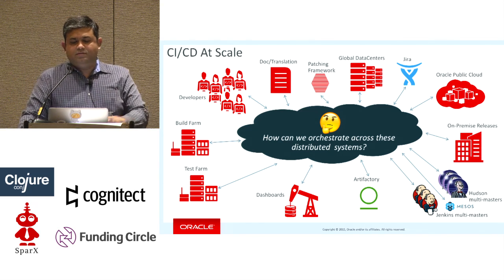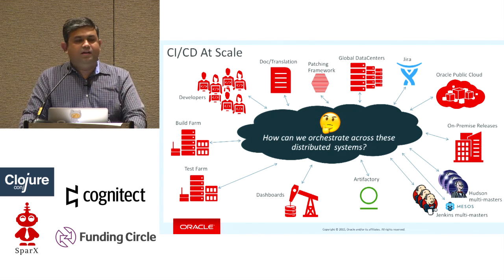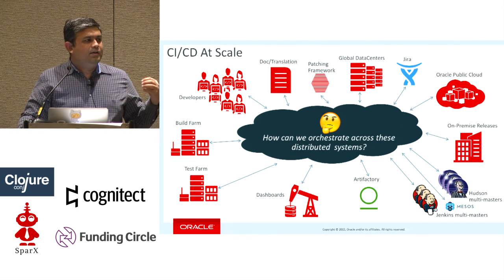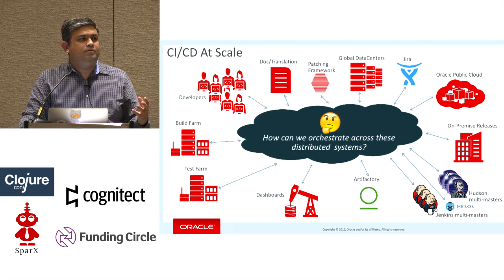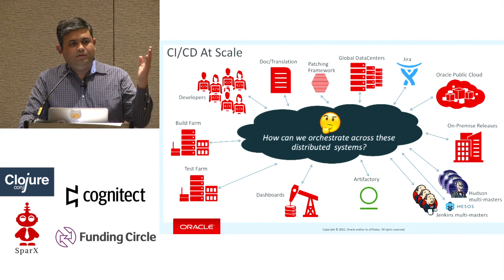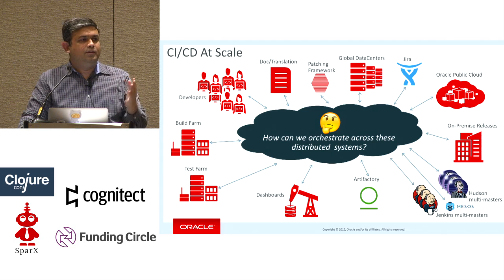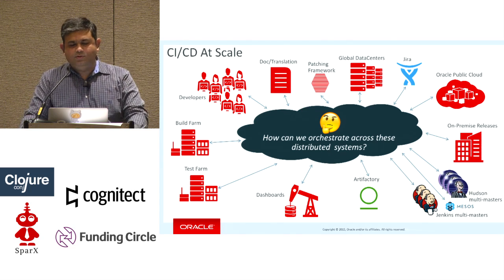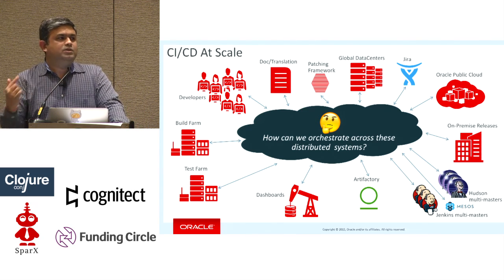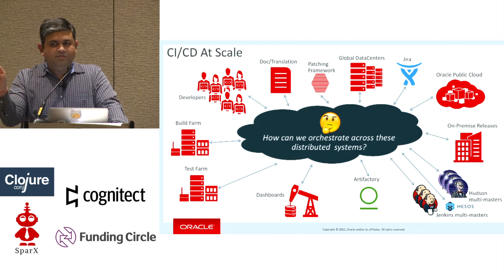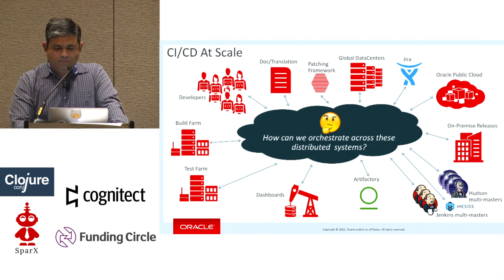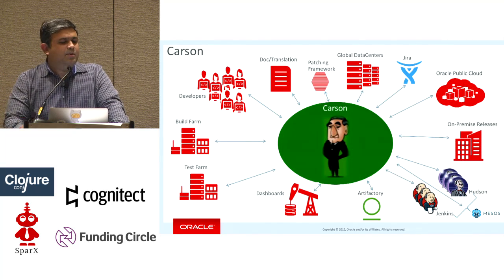So all of this, the combination, the fact that we had a diverse set of stakeholders, created a situation which was hard for us to solve using direct code-to-code invocation. And so we had to switch to something that would allow us to orchestrate across all these diverse sets of systems that were out there. And so we came up with this product called Carson.